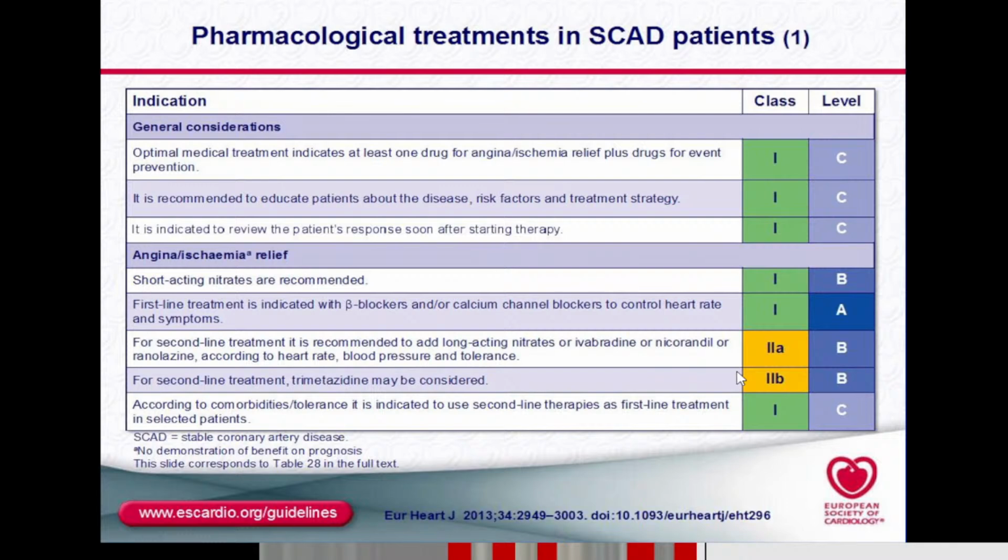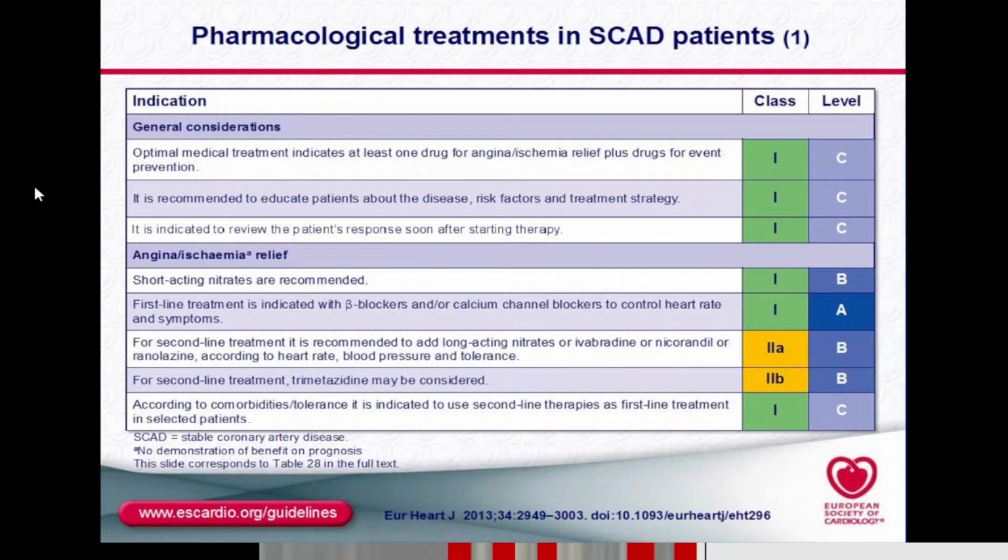Pharmacological treatment. General consideration. Optimal medical treatment indicates at least one drug for angina ischemia relief plus a drug for event prevention. It is recommended to educate patients about the disease, risk factors, and treatment strategy. And it is indicated to review the patient's response soon after starting therapy. Class of recommendation 1, level of evidence C.